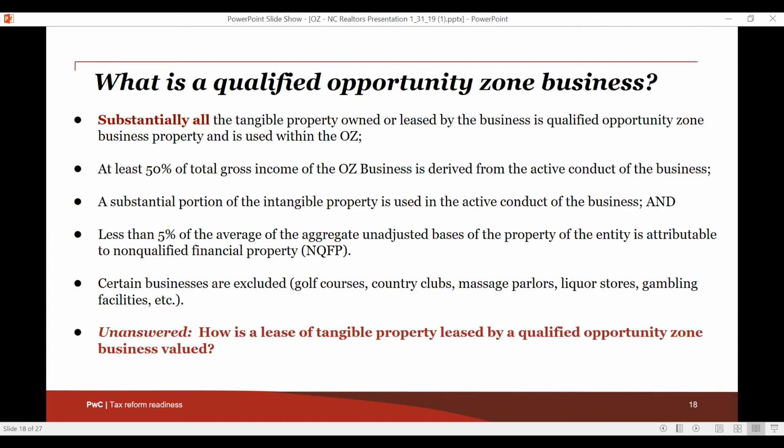Okay. A couple more. If selling an existing property for 200 with a taxable gain of 100, would the 200 need to be invested in the qualified opportunity fund, or only the 100? Only the 100. It's only gains. It's not proceeds. Okay.